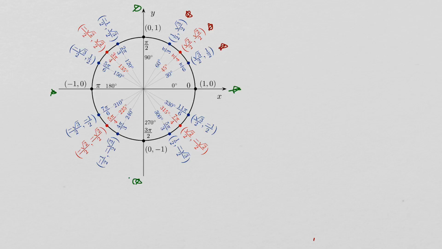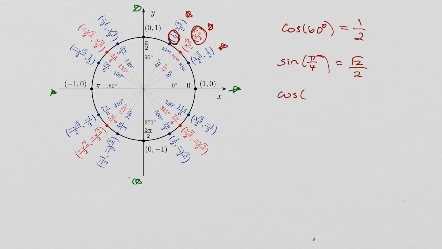Okay? So, for instance, if I just said to you, what is cosine of 60 degrees? I'd like you to know off the top of your head that if you remember, cosine is the first part of this ordered pair. Right? That gives you 1/2. Or if I said to you, what is sine of pi over 4? Sine is the second part of this ordered pair, so that's just square root of 2 over 2. Or if I said cosine of 3 pi over 2, I'd like you to know off the top of your head that we're right down there, so it's going to be 0, and so on.